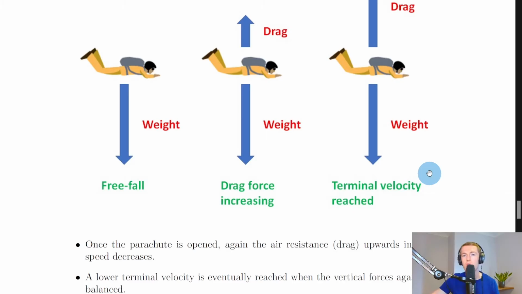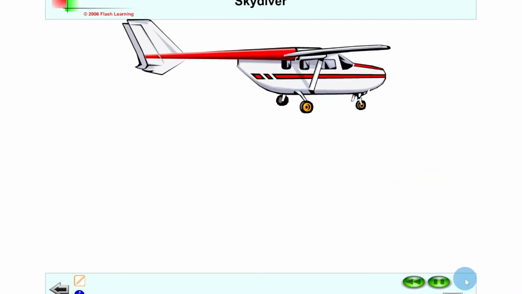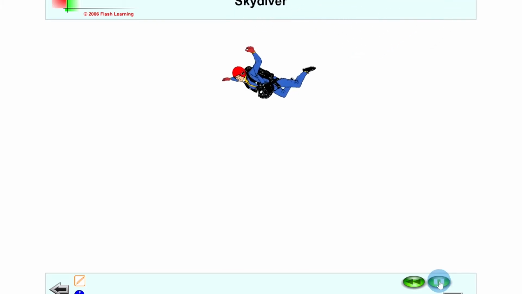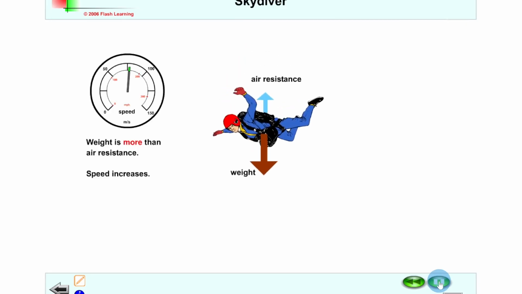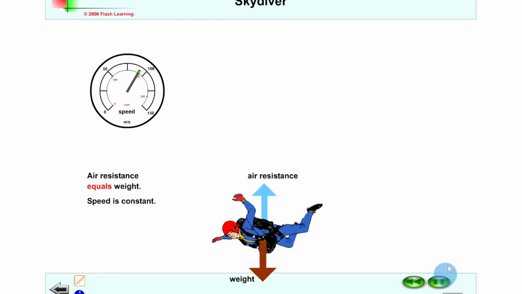Now I'm just going to show you a quick simulation to help you understand this. So if we look here, we've got a plane with a skydiver inside, and if I click play, they jump out. And remember we said that at this point they're going to be in free fall, so they're experiencing the force of gravity alone, i.e. their weight. However, eventually the drag force is going to increase as they increase in speed, and the weight stays the same downwards, and that's because at this point the weight is greater than the air resistance. So they're going to increase in speed until eventually the forces become balanced, so we say that at this point the air resistance equals the weight, so the speed is constant. And remember the skydiver is said to be at terminal velocity at this point.